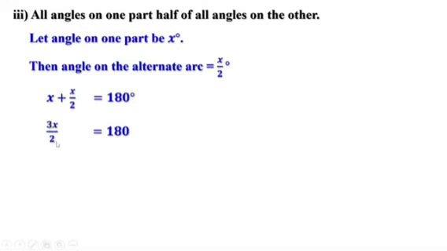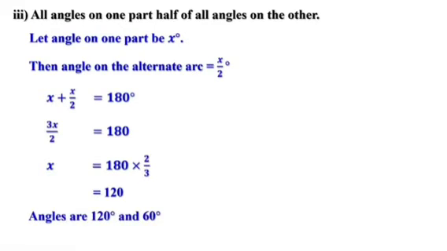Now, 3x by 2 means 3 by 2 into x. Therefore, to find x, 180 should be divided by 3 by 2. And division by 3 by 2 equal to multiplication by the reciprocal. Therefore, we can say x equal to 180 into 2 by 3. Now we can simplify. 1 3 is 3 and 60 3s are 180. 60 into 2 is 120. Therefore, the value of x is 120. Then the angle on the other part or angle on the alternate arc is 60 degree. Therefore, we have to take the angles as 120 degree and 60 degree.